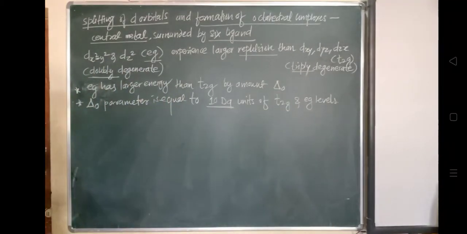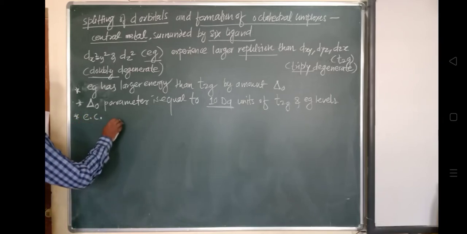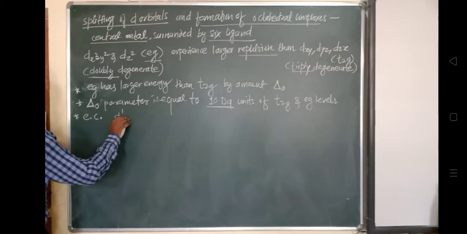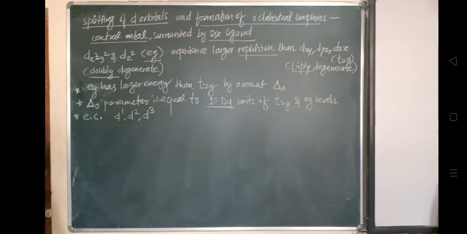This is the comparison of the energy levels of both. So this delta naught parameter is the crystal field splitting parameter, which is equal to this value. Now for electronic configuration, that is the electronic configuration of the very first, that is d1 orbital, then the d2 and d3 orbital. The electrons occupy the t2g orbitals.